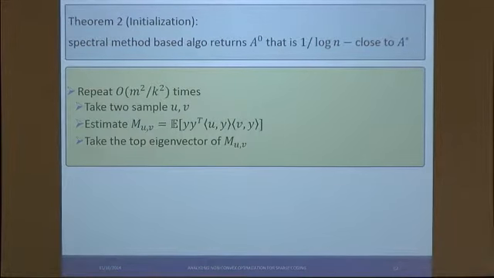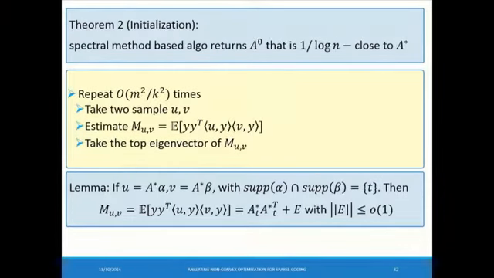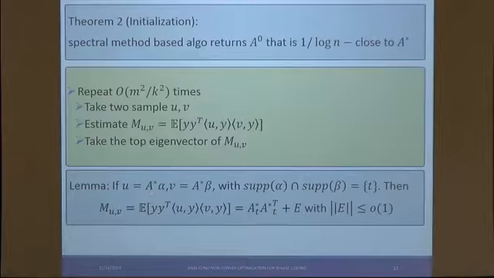So if you don't have this weighted moment, this Y transpose is like identity. So it's not useful. The point is that if this sample U is of the form A star times a sparse vector, so U is A star times alpha and V is A star times beta, and we take the support of alpha and beta. Let's take the intersection of the support of alpha and beta.